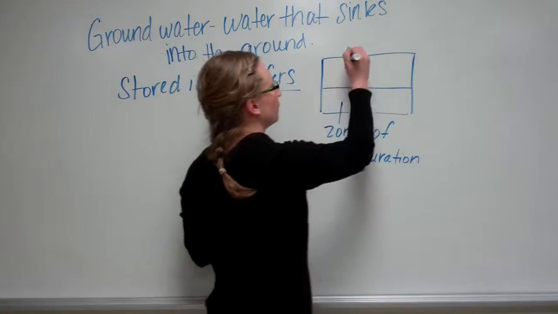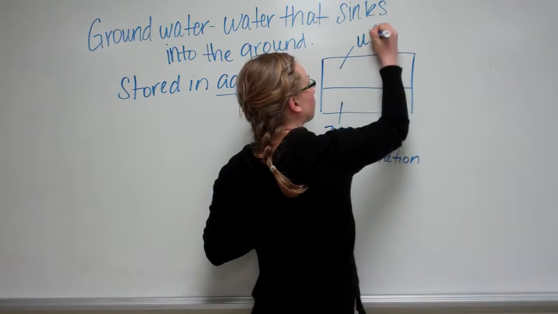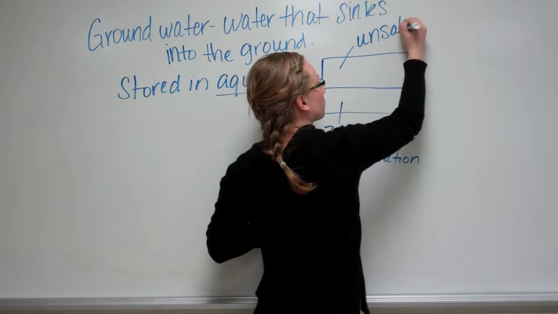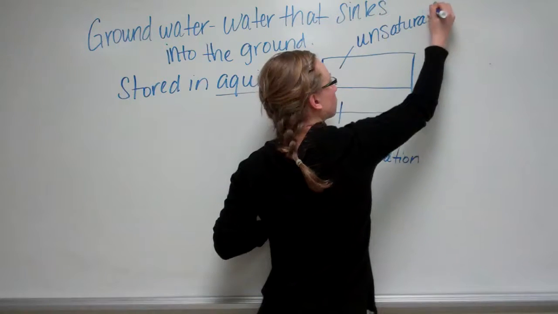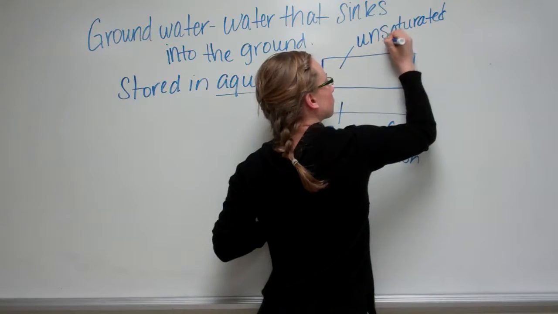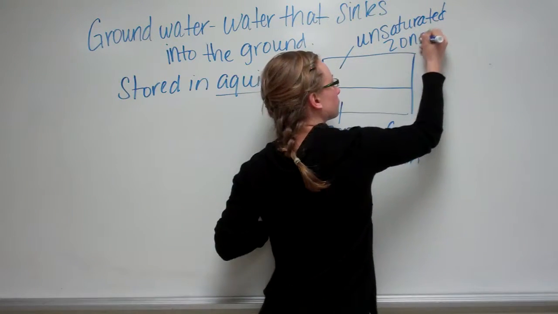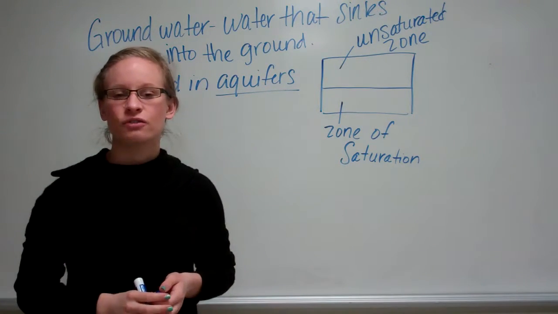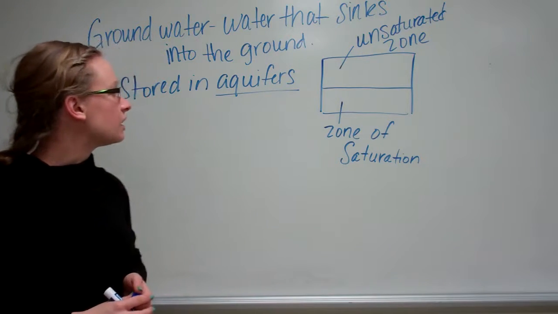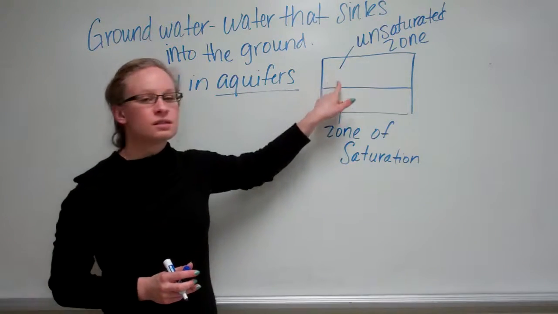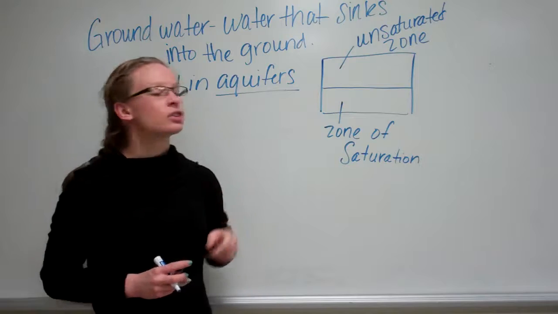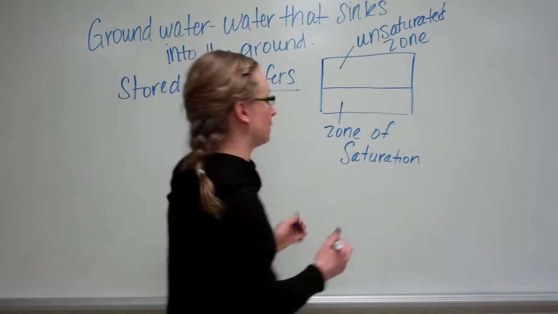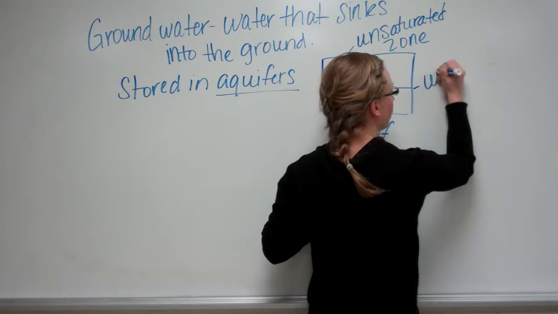Okay, the second part is the top part of the aquifer, and that is called our unsaturated zone. Okay, so that is our unsaturated zone. That means we have spaces between the rocks that are not filled with water. And the line dividing those two regions, the unsaturated zone and the zone of saturation, is called our water table line.